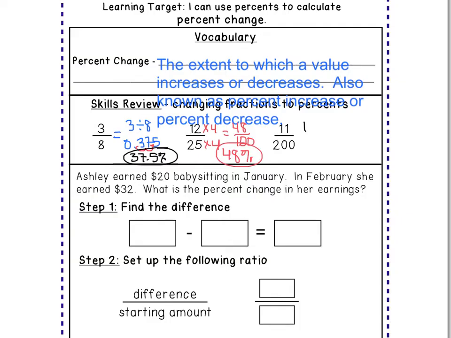Okay, we do 11 divided by 200 in the calculator, and we would get 55 thousandths as a decimal. It's important to remember to move that decimal 2 places to the right and tack on the percent sign for a final answer of 5.5%.